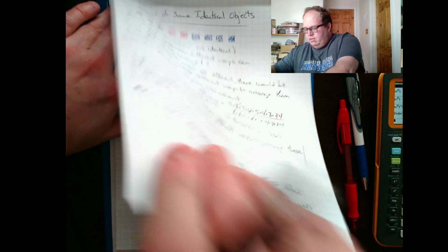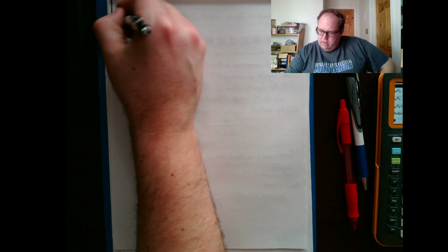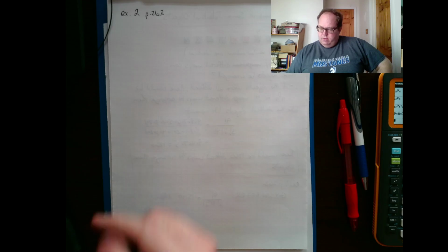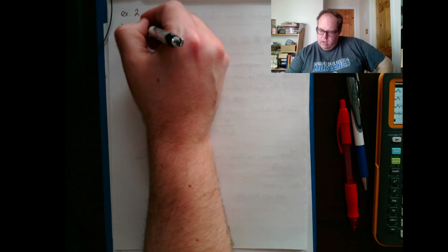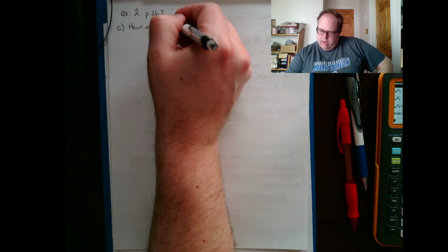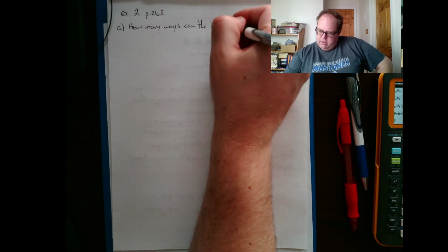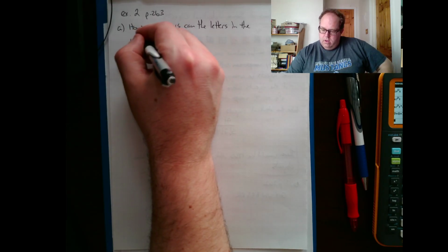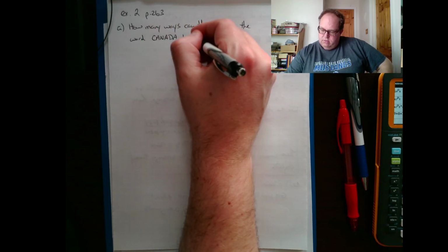A couple more examples of this. I have example 2 from page 263, which I'm going to modify a little bit and break into 2 parts. How many ways can the letters in the word Canada be rearranged?